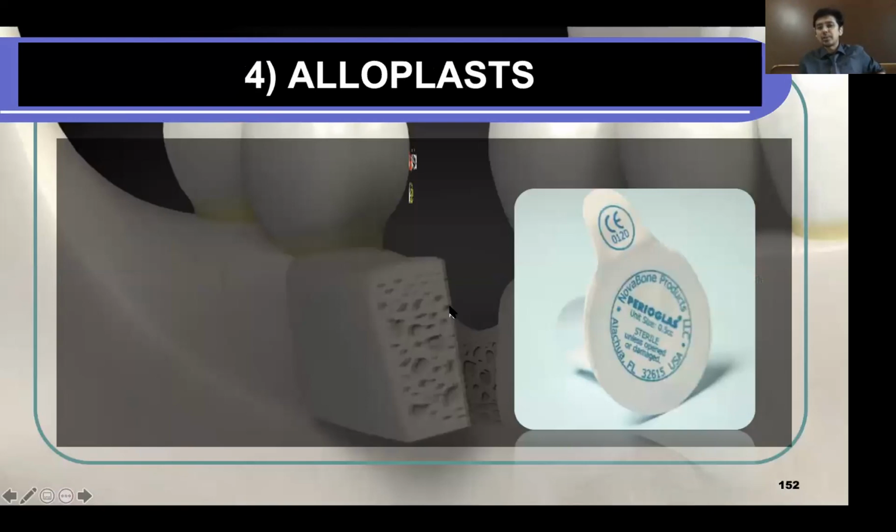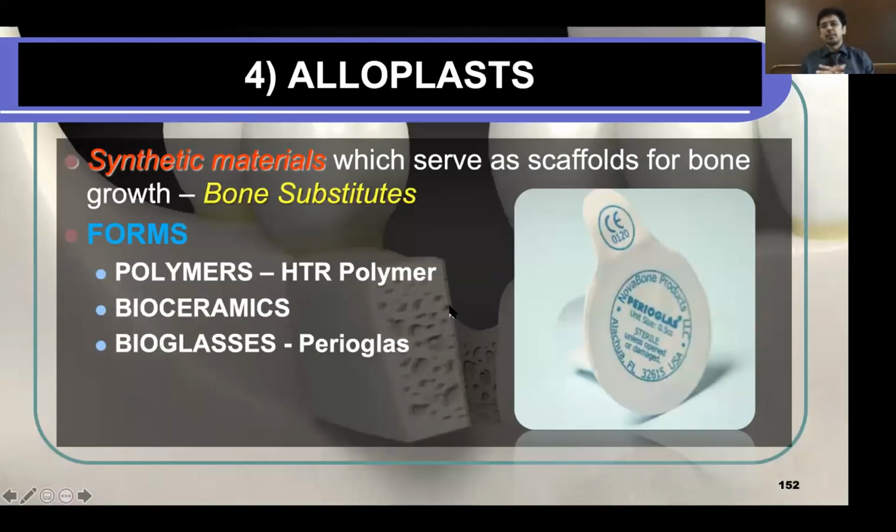The bone grafts which we need to be very, very careful about are alloplasts. Alloplasts are basically synthetic bone grafts. We have manufactured them in the laboratory. The results which I have got with PerioGlas, which comes as bioglass, around an implant aren't very promising. I'll tell you very frankly.